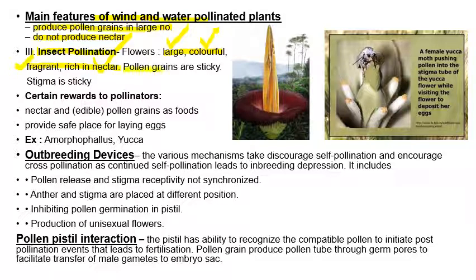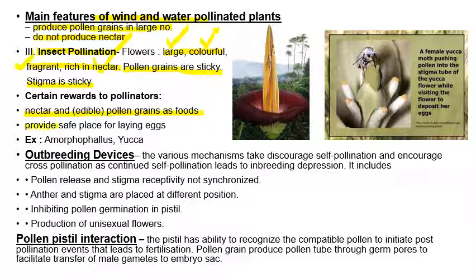And these pollens must be sticky and the stigma must also be sticky. Why? Because sticky pollens can easily get attached to the legs and feathers of insects, and a sticky stigma can easily receive these pollens. So other than this reward, some other rewards may also be given. Like nectar is the common reward, because nectar and pollen grains are used as food by insects.